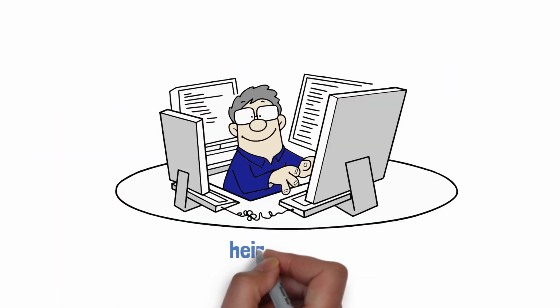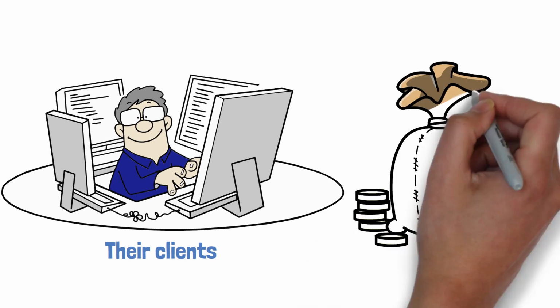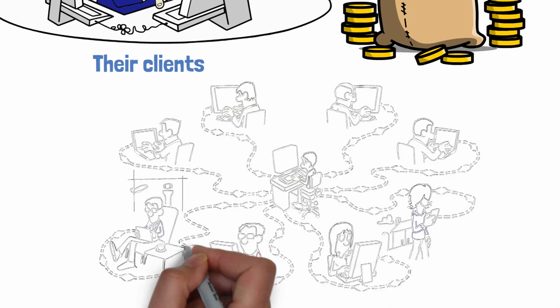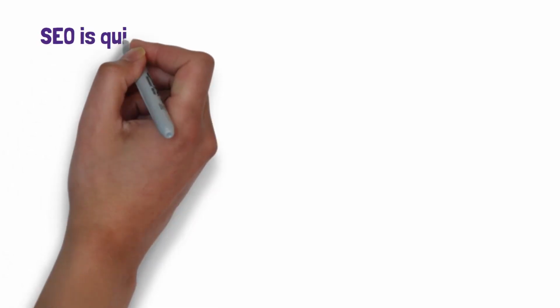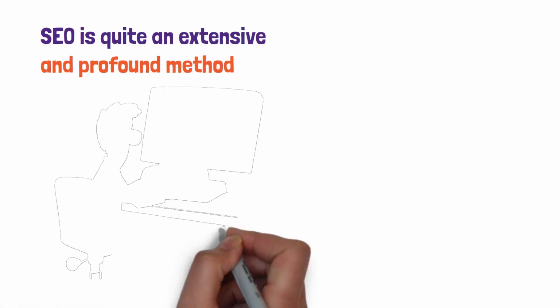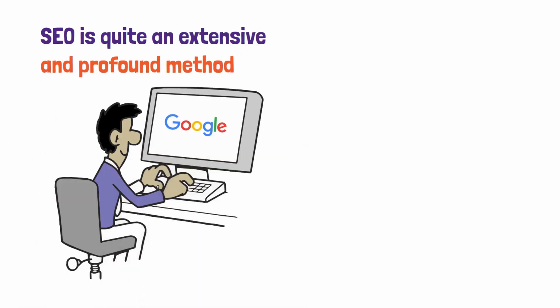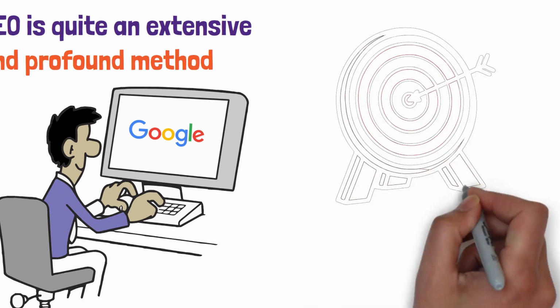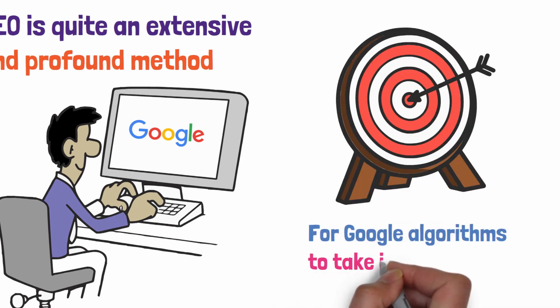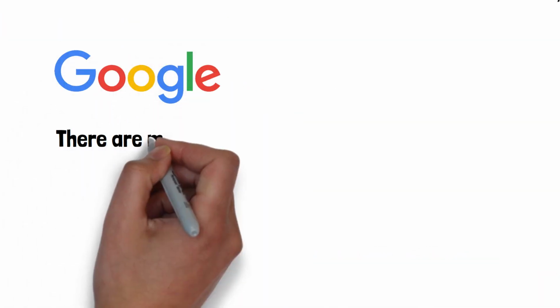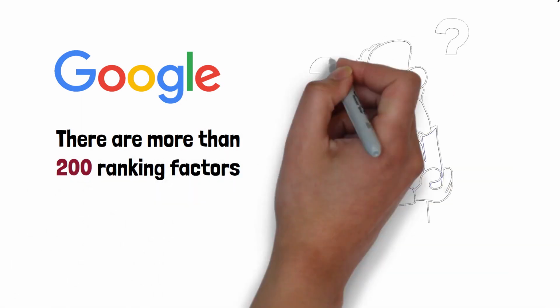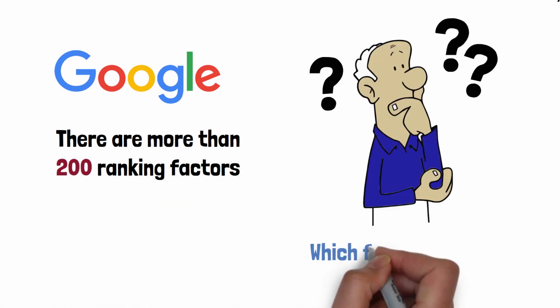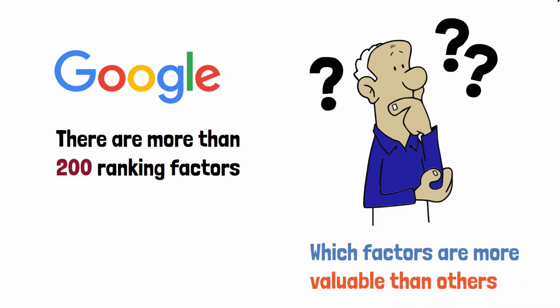SEO executives and their clients tend to invest a hefty amount for acquiring high-quality website traffic to generate leads. SEO is quite an extensive and profound method for ranking high on Google. It requires dozens of things to be on point in a website for Google algorithms to take it seriously. As per Google, there are more than 200 ranking factors, but the tricky part is that no one exactly knows which factors are more valuable than others, and that's where our checklist would come in.